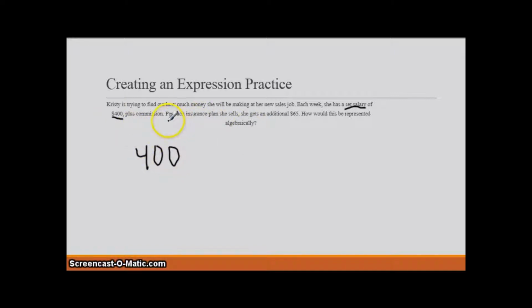And then plus commission. Per each insurance plan she sells, so "per" and "each" tell you that there's going to be a variable number, and the next number available is 65 because we've already used the 400. So you're going to do plus 65x equals y, or f of x if you prefer, and that's going to be how much money she will be making at her new sales job.